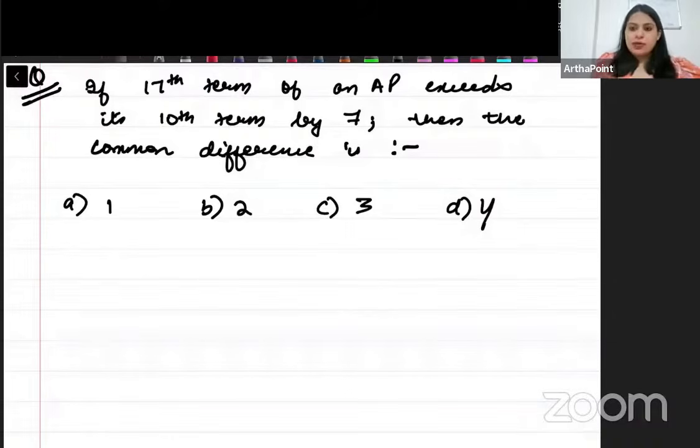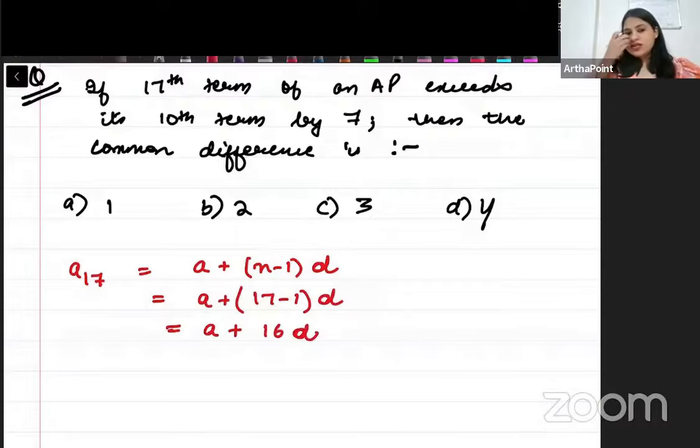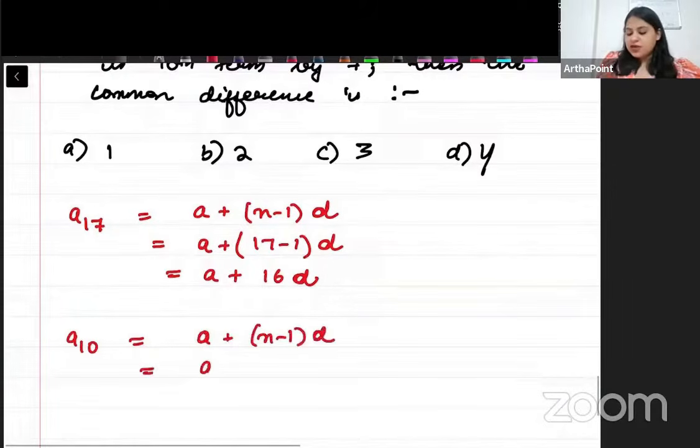So just think about it. What will be the 17th term of the AP beta? A17 will be A plus N minus 1 D. N will be 17. So it will be A plus 17 minus 1 D. So it will be A plus 16D. In the same way, what will be the 10th term of the series, A10? A10 will be A plus n minus 1 d. This will be A plus 9d.